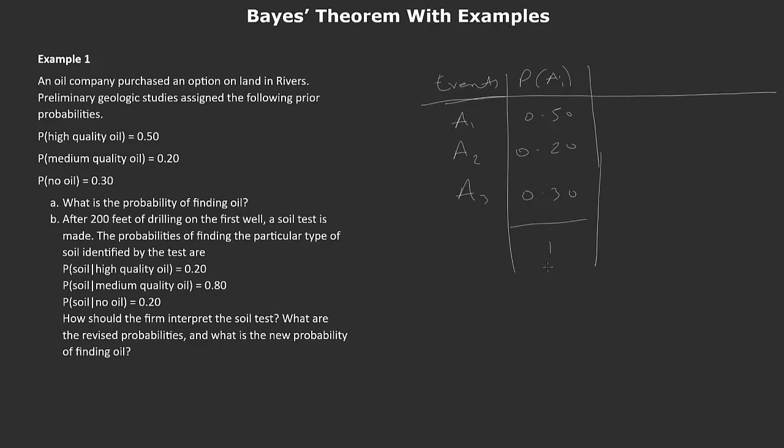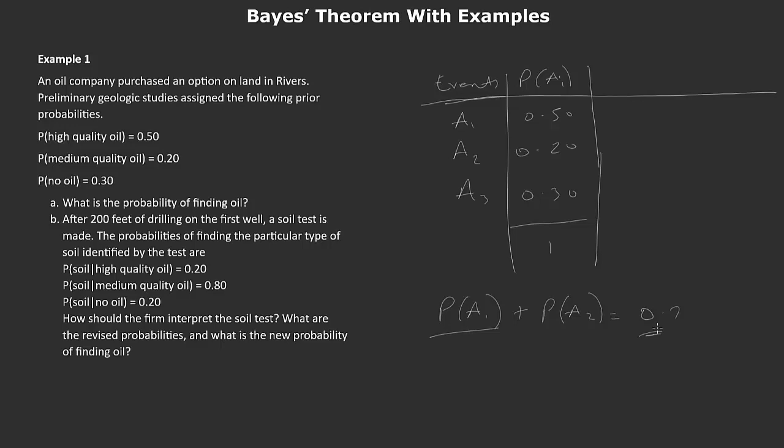The question is, what's the probability of finding oil? So what's the probability of finding oil in general, right? Well, the way to think about it is, what are the events that are categorized as finding oil? You can figure that out as follows. It's the same thing as the probability of finding either high quality or medium oil. So you just sum up these two probabilities, which is 0.7. So 0.7 is the probability of finding any type of oil in general, right? But note that this is the marginal probability of finding oil.